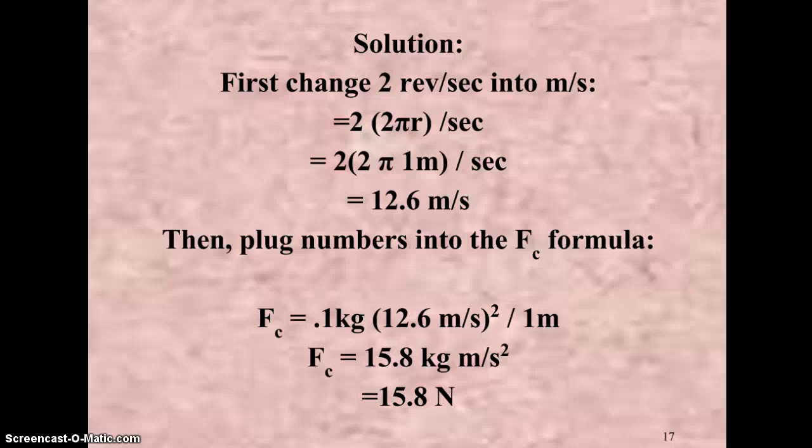And then you plug those numbers into our force formula. Our mass is 0.1 kilograms. You multiply it by the velocity you just found, square it, and you divide it again by that radius of 1. Final answer is 15.8 newtons.